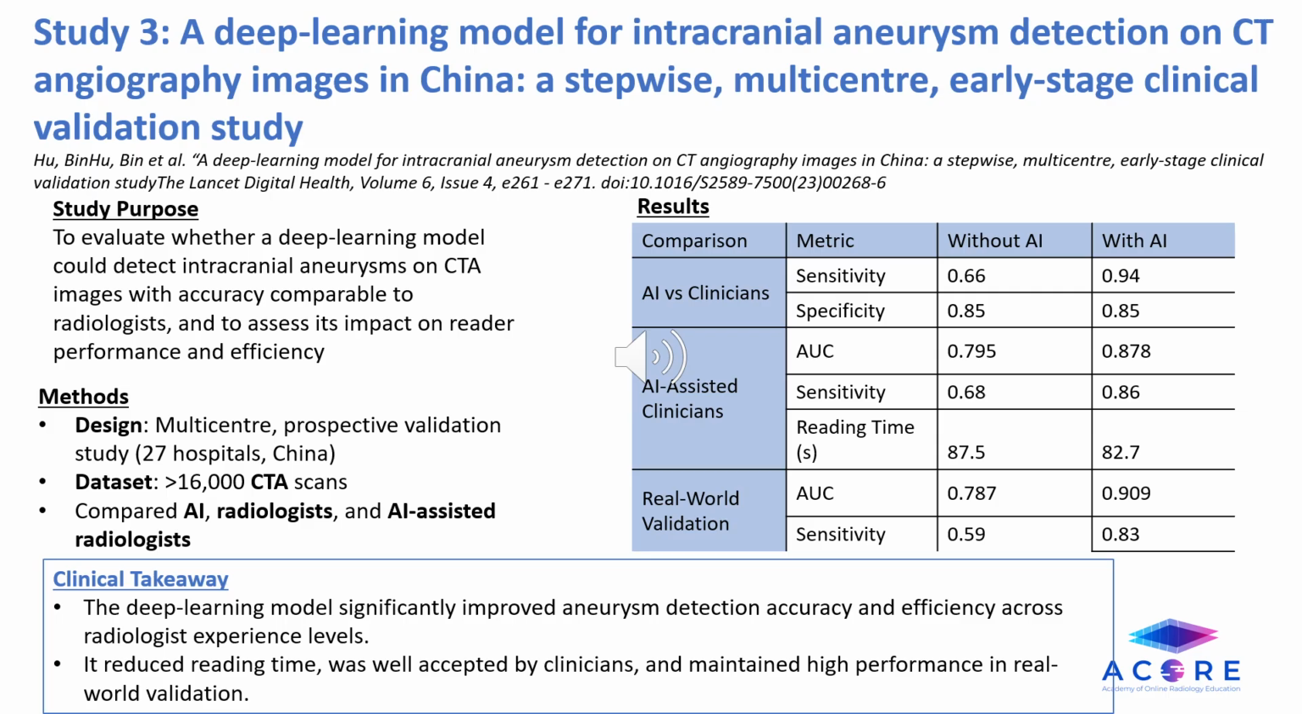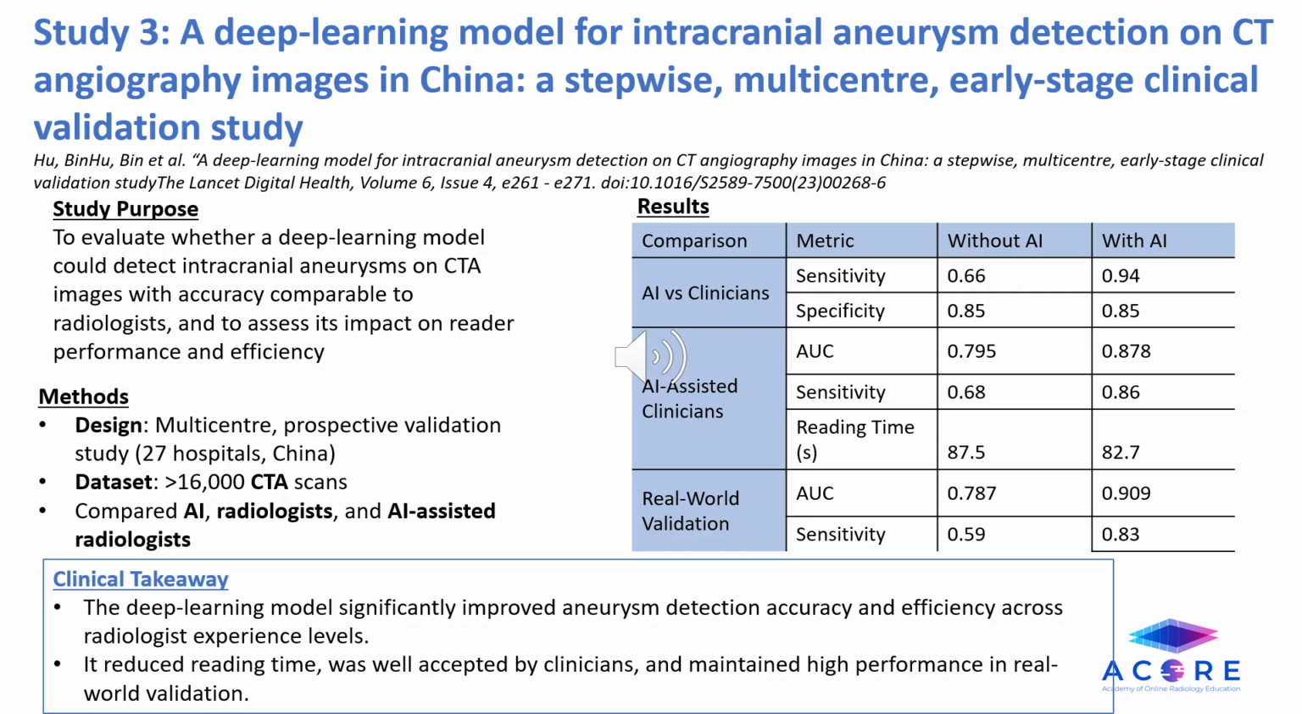They tested this in 3 different stages. First, they compared AI alone versus clinicians reading alone. Here, the AI system showed a much higher sensitivity, 94% compared to 66% for clinicians, while maintaining the same specificity, around 85%. This means the AI was better at finding aneurysms while keeping false positives low.